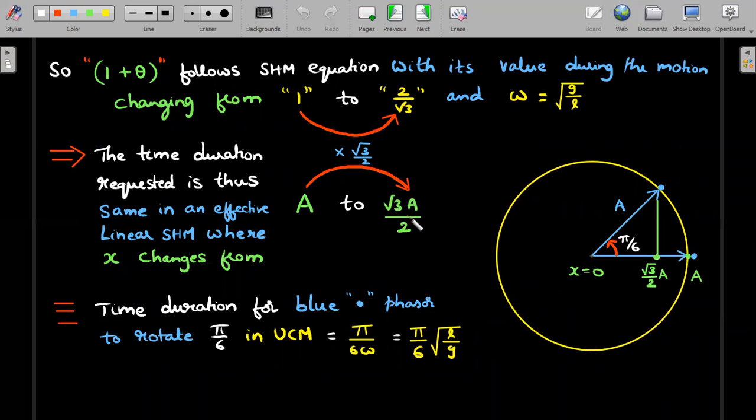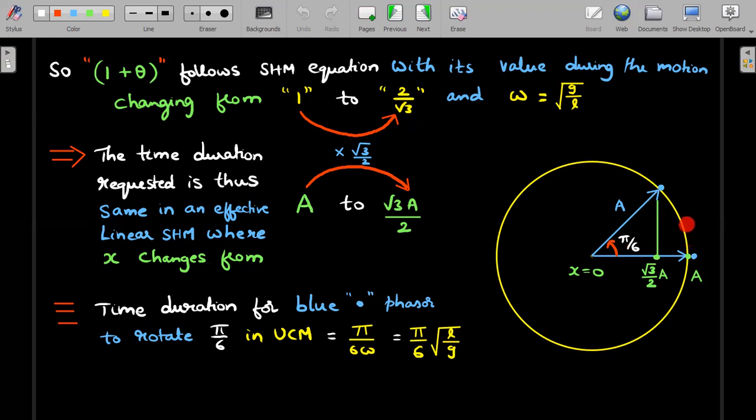Now I'll build this problem in my mind. That is an easier problem. A linear SHM is an easier problem for which I can draw the phasor diagram. On the blue-green particle phasor diagram, for a particle to move from capital A to an x coordinate of root 3 by 2, right? This green particle should move from A to root 3 by 2. The blue particle on the UCM should move an angle of pi by 6.